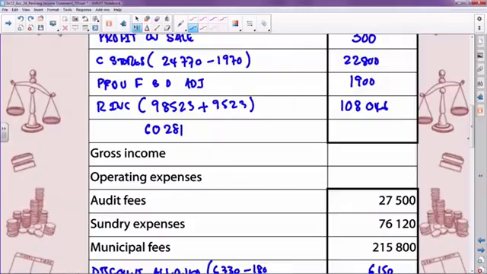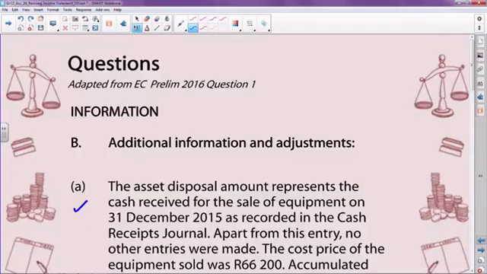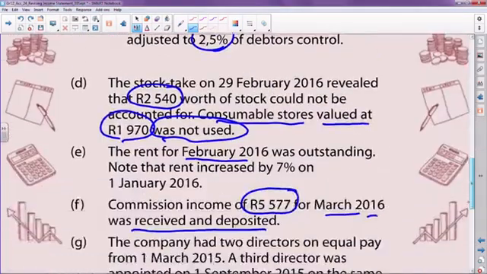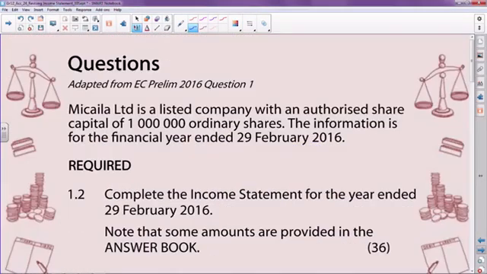Debit your commission income. You want to decrease your income. Credit deferred income. Why? It's a temporary creditor, a temporary liability. How much? 5577. So immediately go in here and you say minus 55, the amount was identified, 5577.